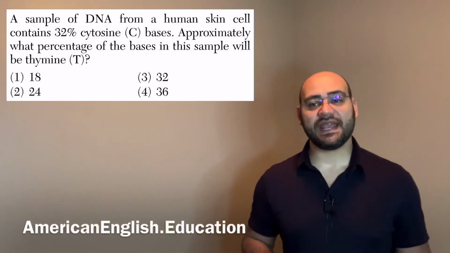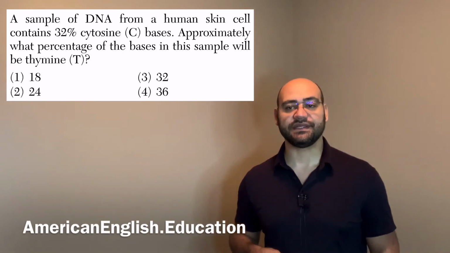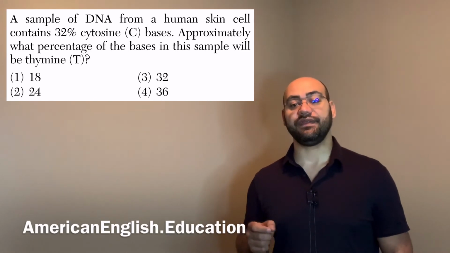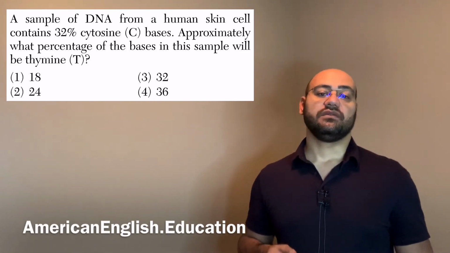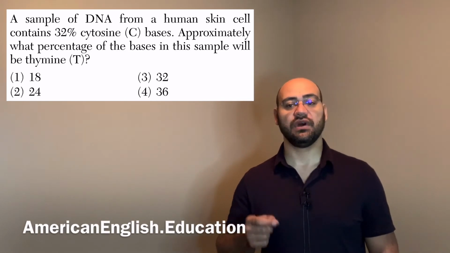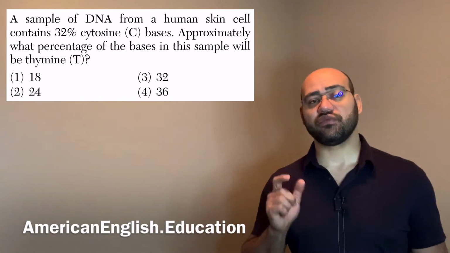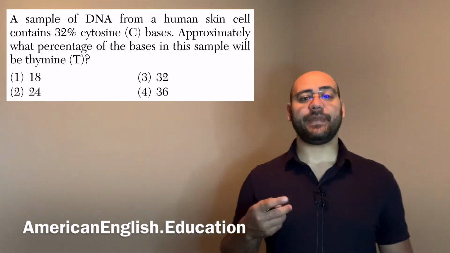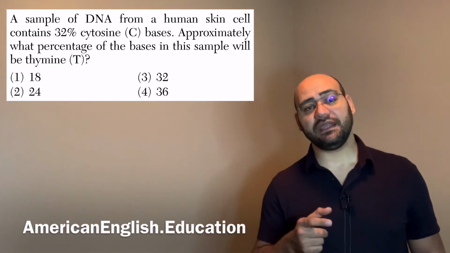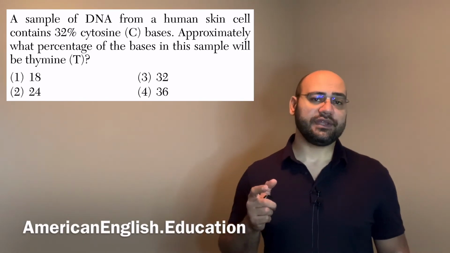A sample of DNA from a human skin cell contains 32% cytosine, C bases. Approximately what percentage of the bases in this sample will be thymine, T? We have several options. 1, 18, 2, 24, 3, 32, 4, 36. Now, the way you solve this problem is actually very easy. Just remember these two things. Cytosine pairs up with guanine, right? And thymine pairs up with adenine. Now, here's one thing you have to remember.